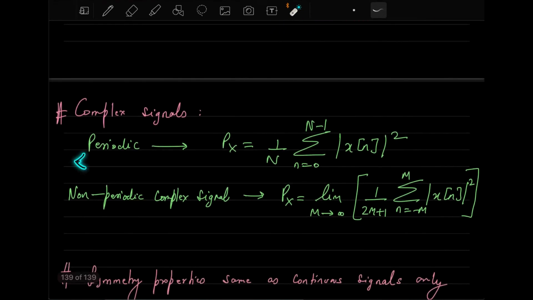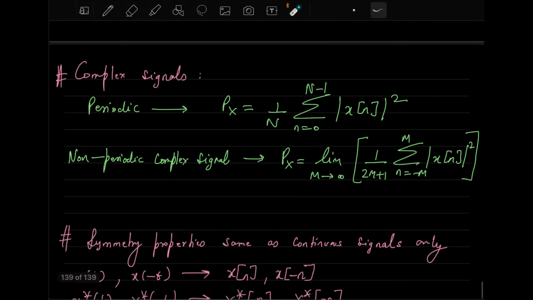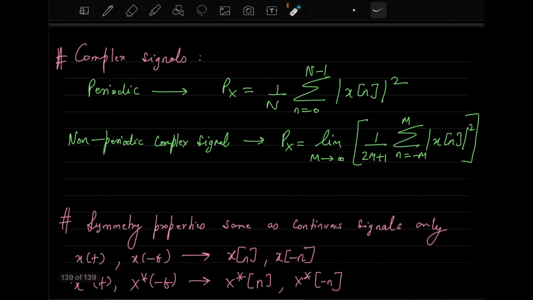Here you will have periodic signals which are represented like this, and in case of non-periodic signals, it will be like this. The only difference is you are taking the norm of the complex number. So I'm not going into the details of the symmetry properties. This we have discussed in detail in our earlier lecture on continuous time. At best, what I can do is tell you that you can replace x(t) and x(-t) with their corresponding discrete counterparts. And similarly, for x conjugate of t and x conjugate of minus t, in the discrete counterparts, it will be like this.